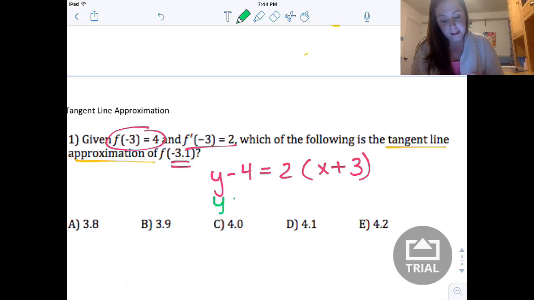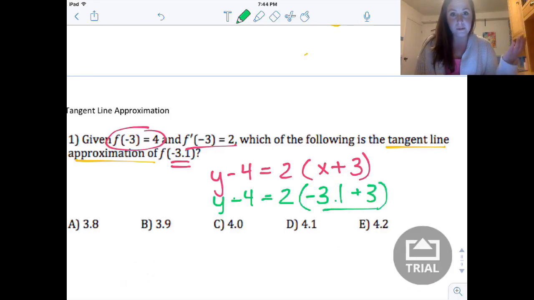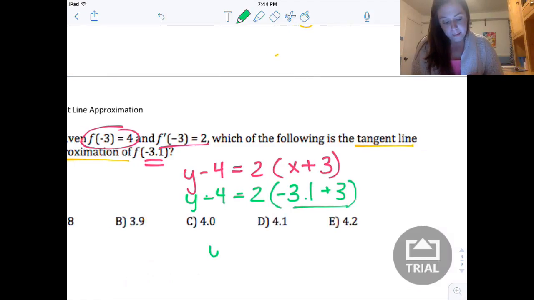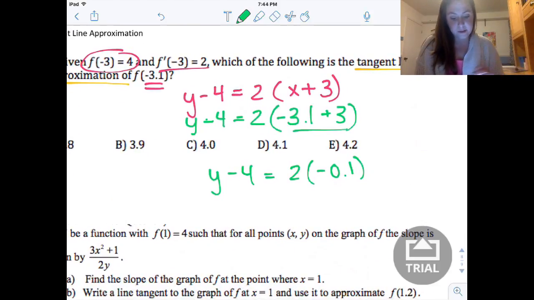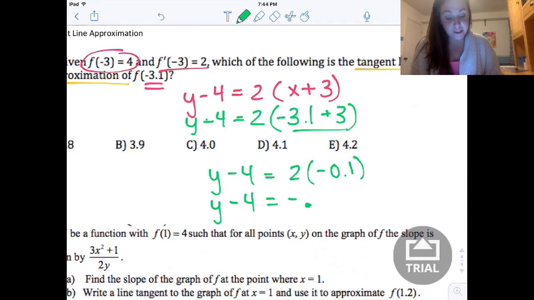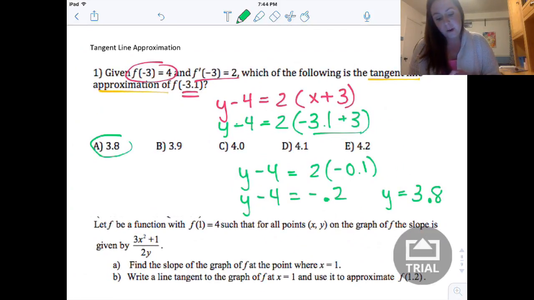Y minus 4 equals 2 times. Now when I plug this in, life is good because that simplifies to something really basic. So I get y minus 4 equals 2 times negative 0.1. That is negative 2/10 or negative 1/5. So y minus 4 is negative 0.2. Add 4 to the other side, so y equals 3.8. And they're always going to give you numbers that are really, really close. Okay? That's the basics with these.